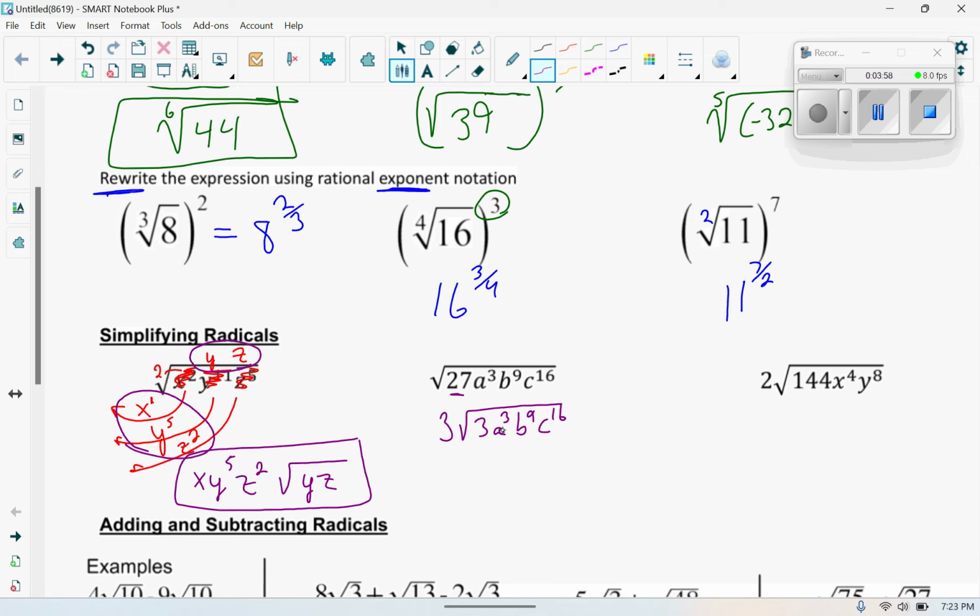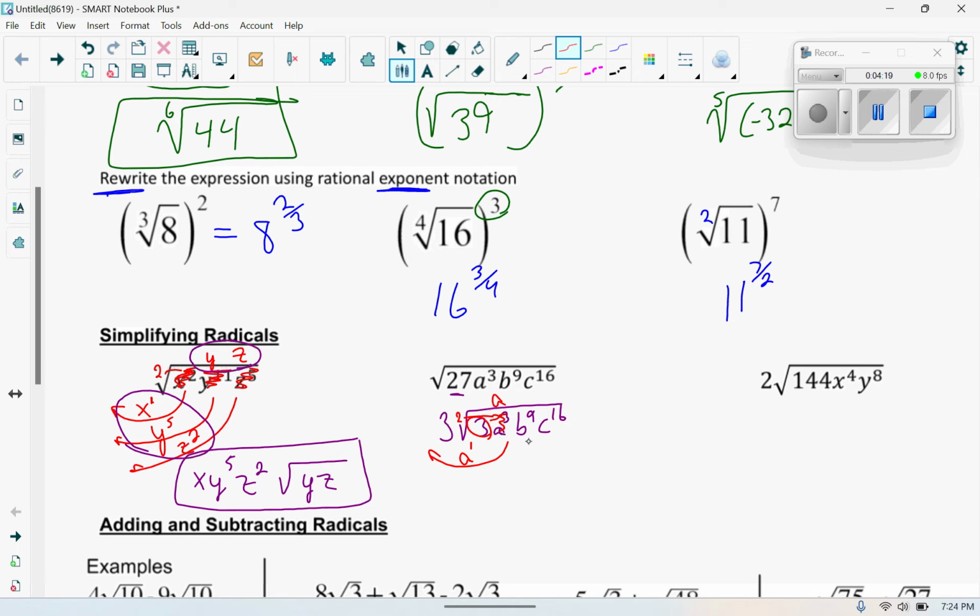And then I'm going to do the same thing that I did before, and worry about the exponents now. So 2 goes into 3 one time. So a to the 1st is going to come out. Let's see, 2 times 1 is 2. So I'm going to have an a left over. Okay, so I'm going to cross that out.